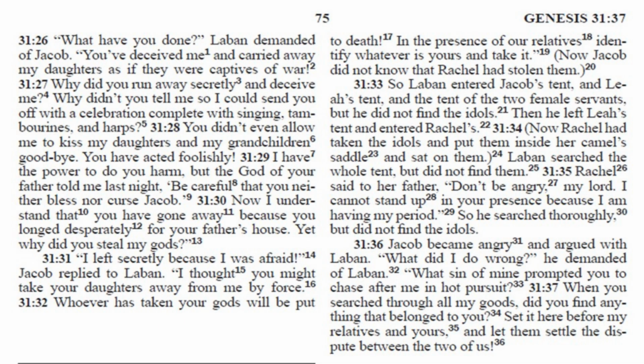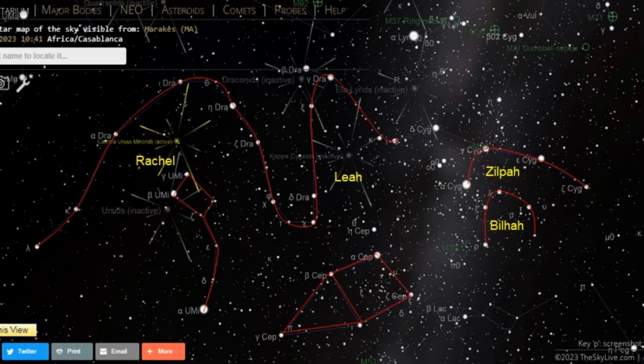It is mentioned that Rachel hid the idols in the camel's saddle and sat on it. Here, in Rachel's tent, you can see a saddle representing the constellation Ursa Minor, as you can see in this picture.